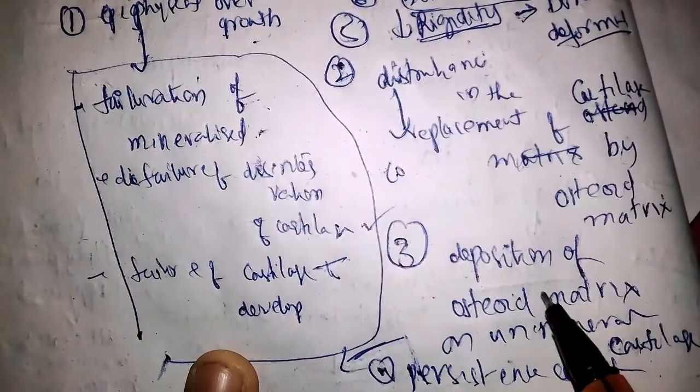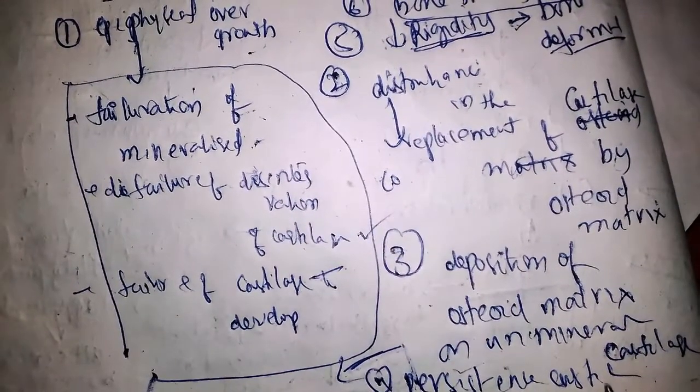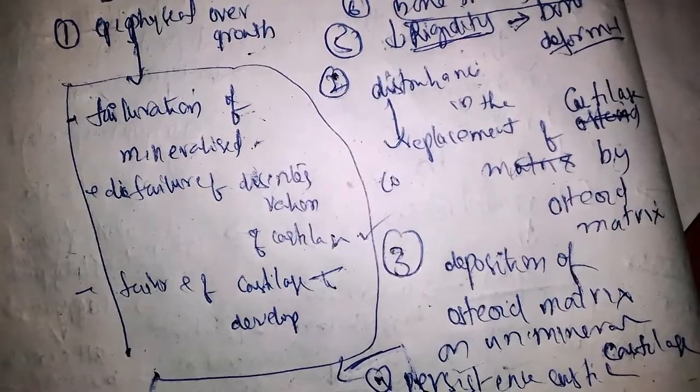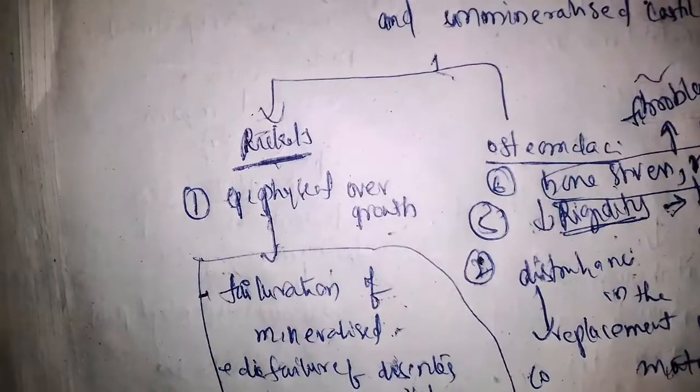And the third one is deposition of osteoid matrix and unmineralized cartilage. And the fourth one is persistence of cartilage in the bone. It results in formation of protrusions into the marrow, and epiphyseal overgrowth will be there.